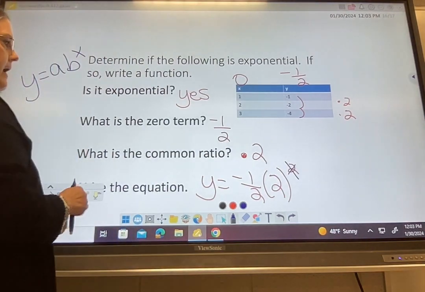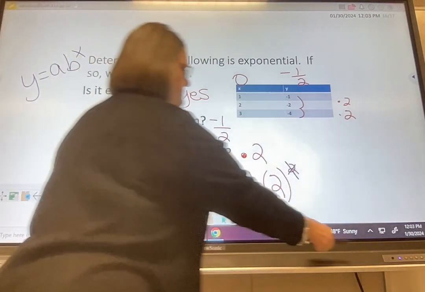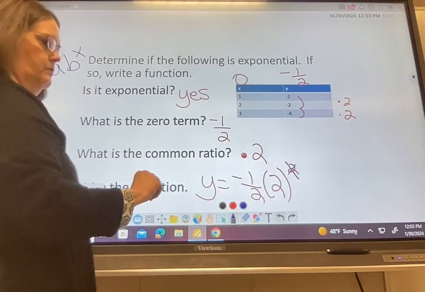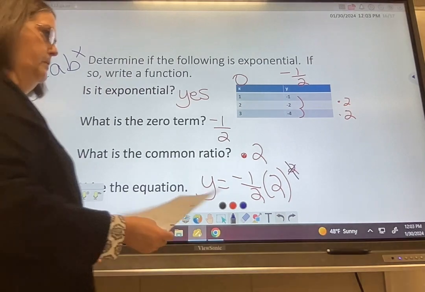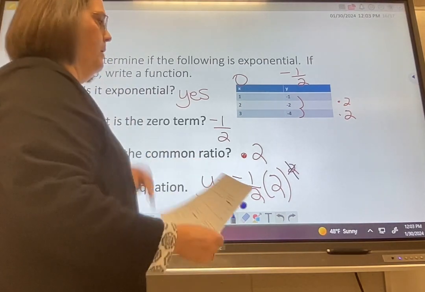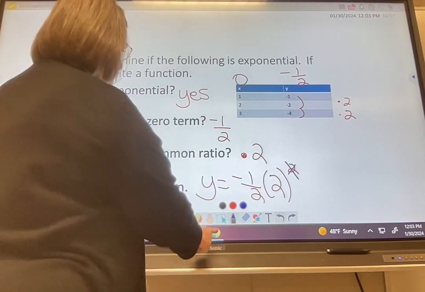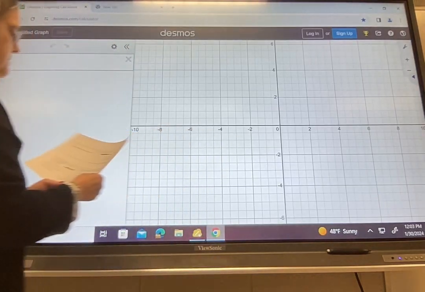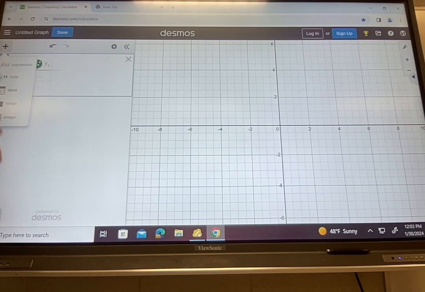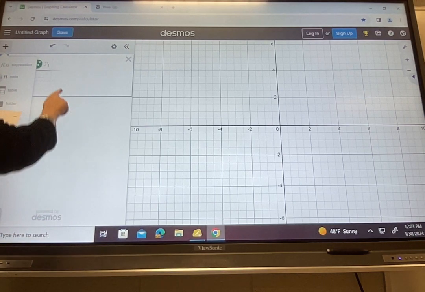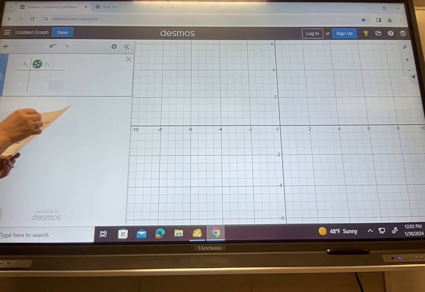Okay, now, how would I do that in Desmos? Because Desmos will do this for you too. And since we have an EOC looming, I want you to know how to do it both ways. That way, whichever way makes more sense to you, you can use. But if I do it in Desmos, what I want to do is put the table in. So I hit table. Now, if you didn't see that, if I did it too quick, I hit that right there, table. So I hit the table function. And then I'm going to type in the table.